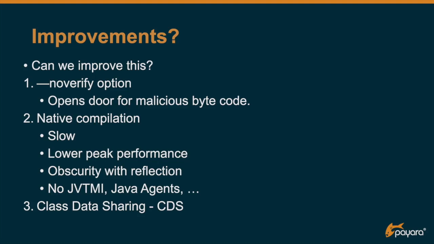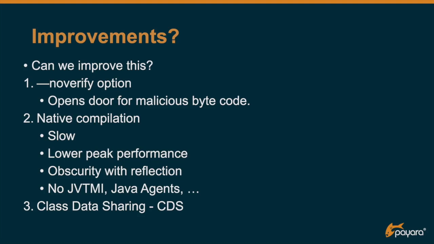You also have issues with reflection. You have problems with debug code, with Java agents, etc. All those things are looked into and will have a solution in the future. But for the moment, native compilation is not a real solution for the problem of the slow startup, if you ask me. And then we have that class data sharing.